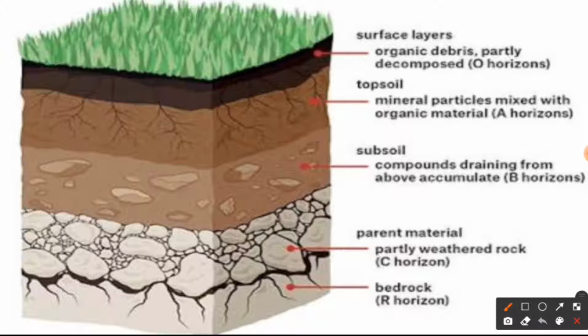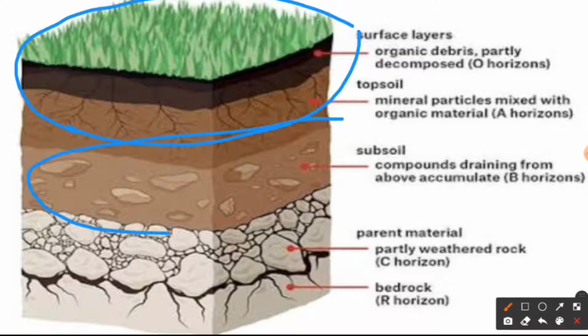In this picture, we can see soil profile, soil structure. The first layer of soil consists of topsoil with humus. The second one, that is subsoil with sand, silt, and clay. We need to study only four sections.